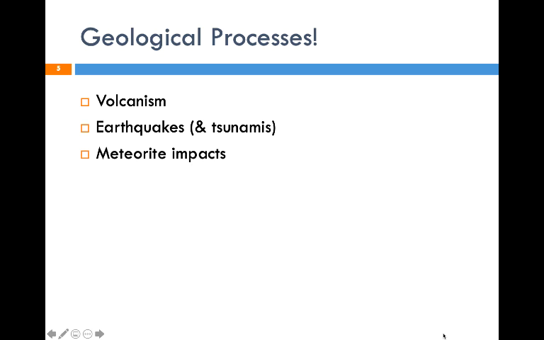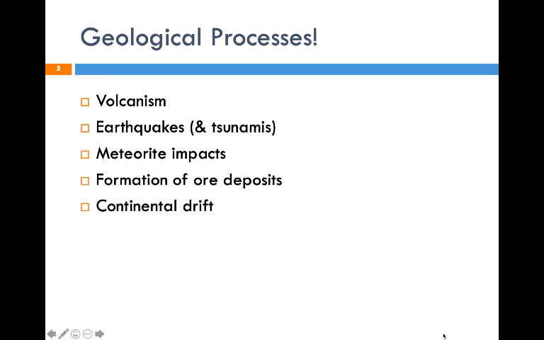Meteorite impacts, something that fortunately doesn't happen all the time, certainly not the big ones, but this is also something that is in the news every now and then. Formation of ore deposits, of course, if you use anything made of metal or of rock, it originally comes out of the ground. And continental drift is a process you might have discussed at school.